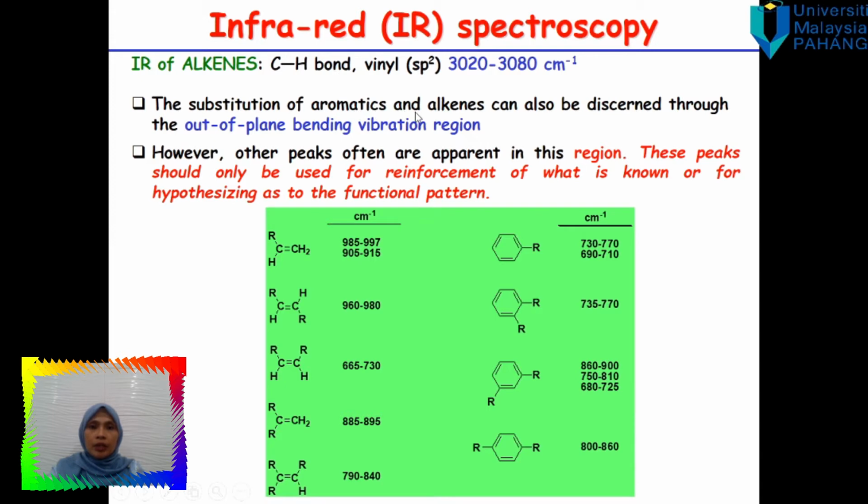The substitution of aromatic and alkene can appear as out of plane bending vibration modes. However, other peaks are also apparent in this region. So we can see how to differentiate between ortho, meta, and para in the fingerprint region. They differ by the frequency and the position of the substituent. This is ortho, this one is meta, and this one is para.